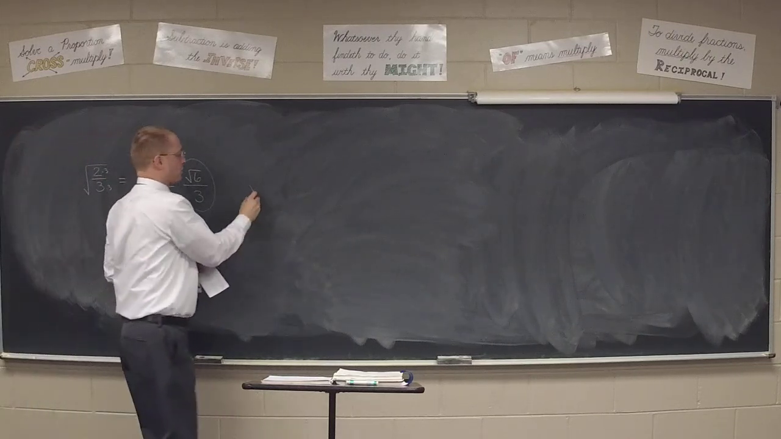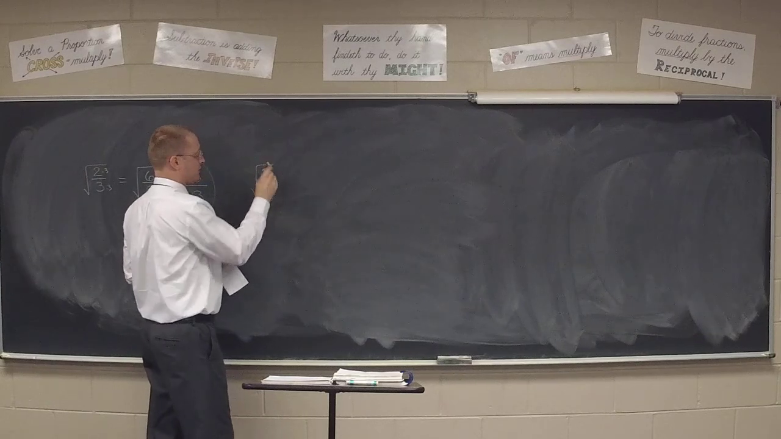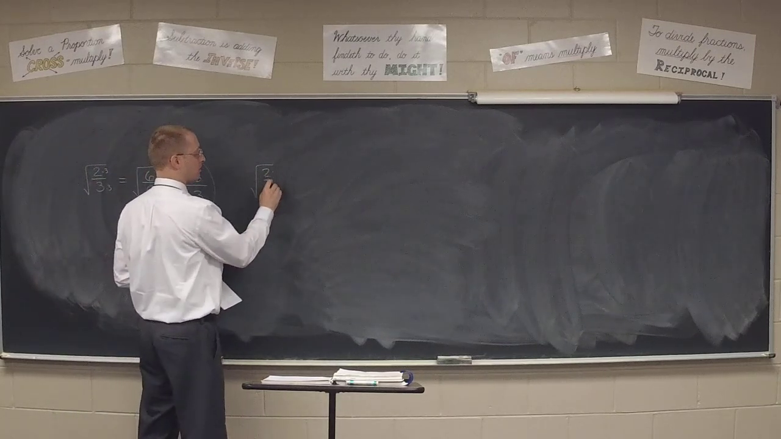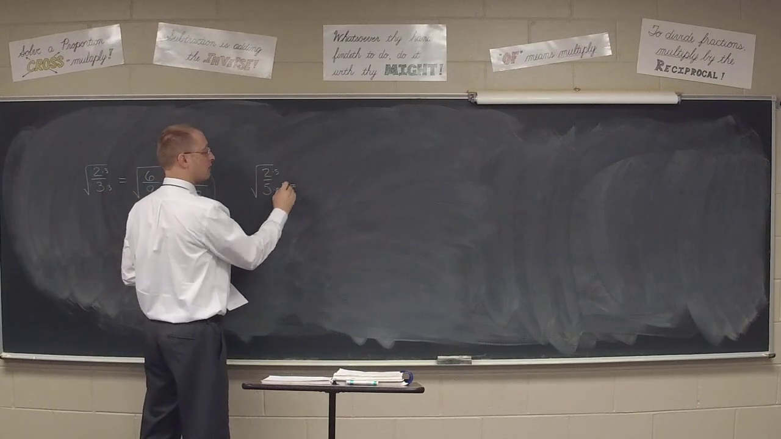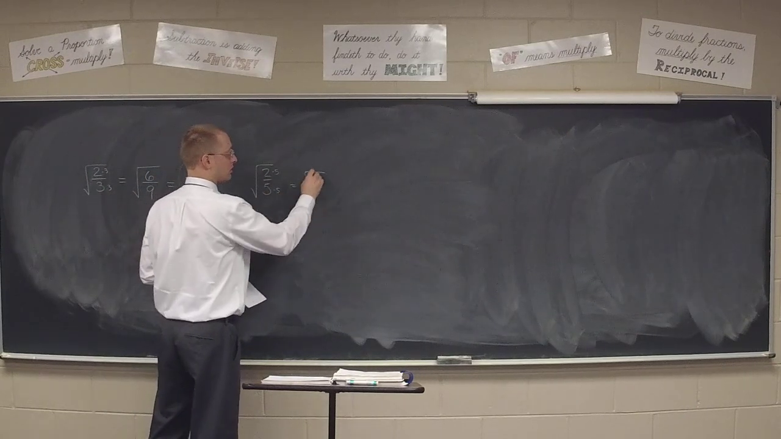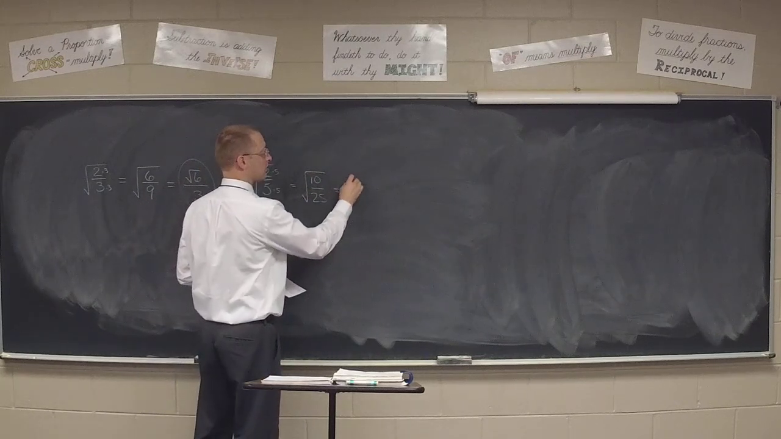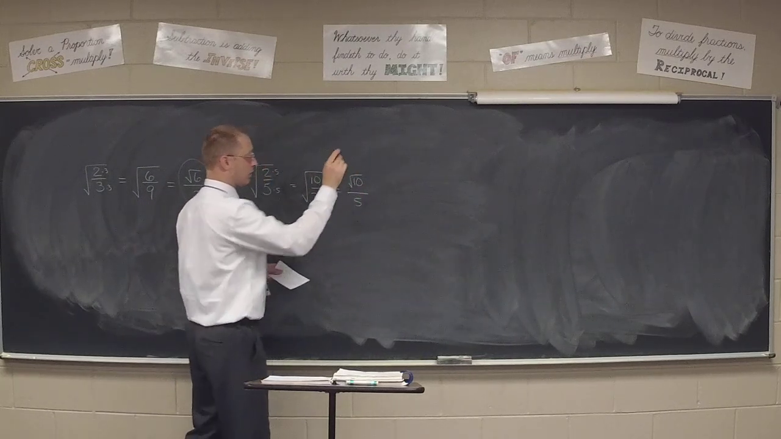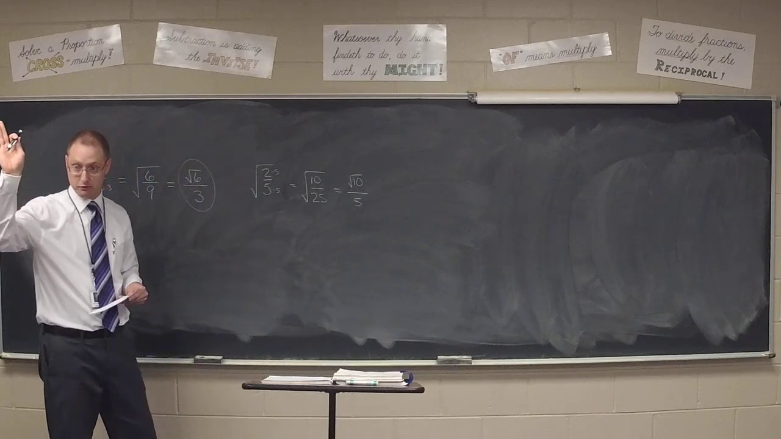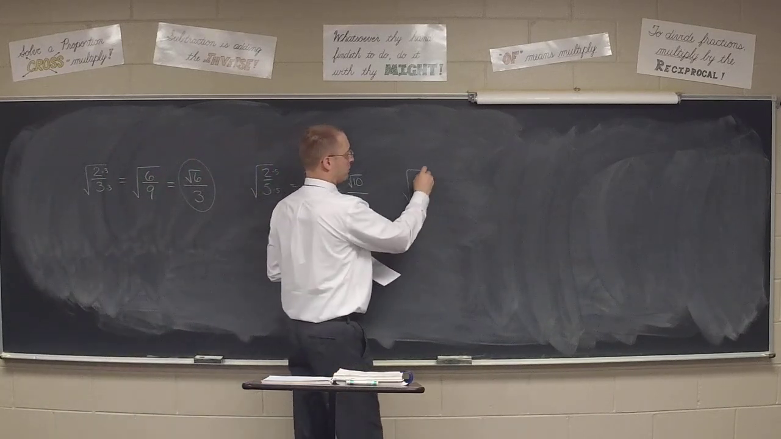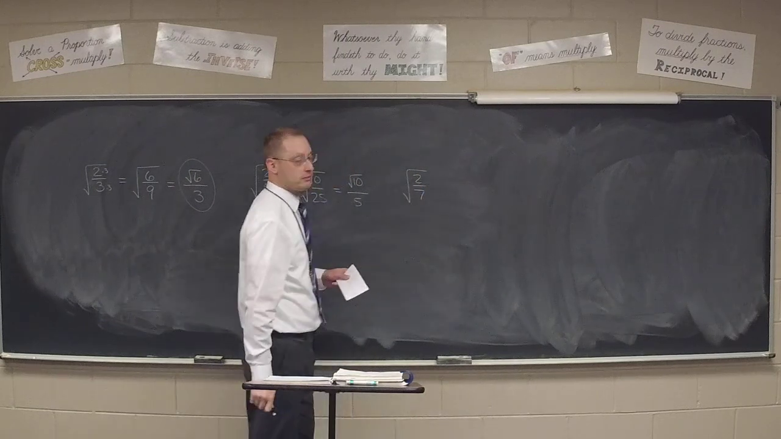Number 4, we have the square root of 2/5. Maddie, walk us through. Perfect. Do we get this answer? For number 4. Number 6, we have the square root of 2/7. Noah.